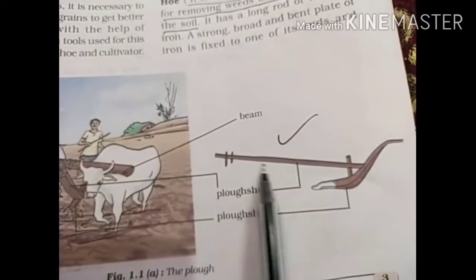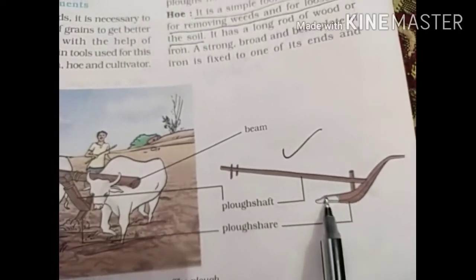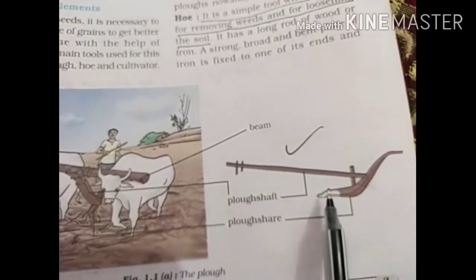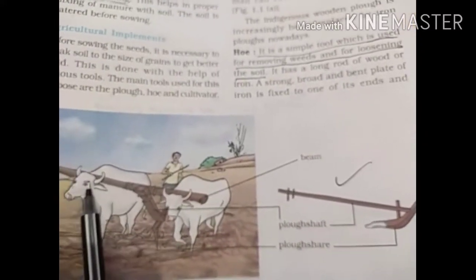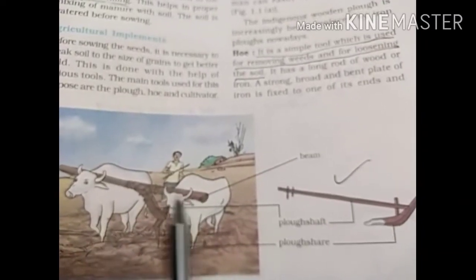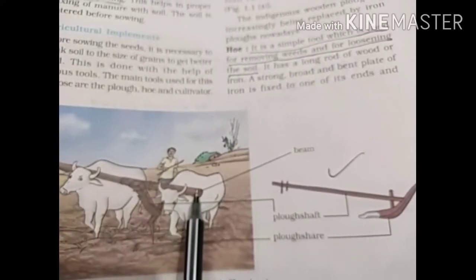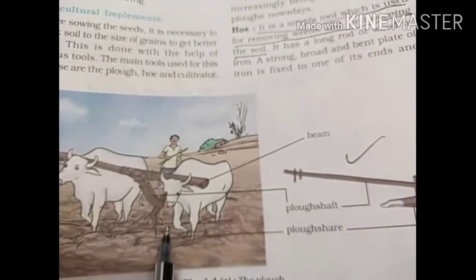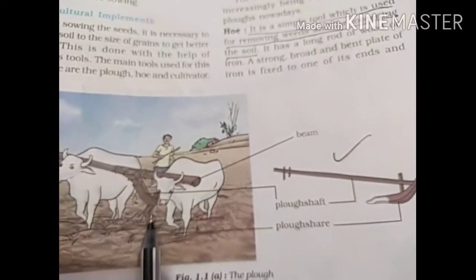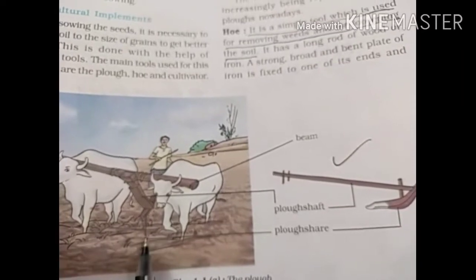See the diagram. This is the diagram of a plow. This is a wooden handle, and this is also a wooden structure, but this part is made of metal. This is a straight log which is kept on the shoulders of the two bulls, and the plow is attached to this log. The farmer uses this plow, and the head of the plow has a metallic part which tills and breaks the harder soil.